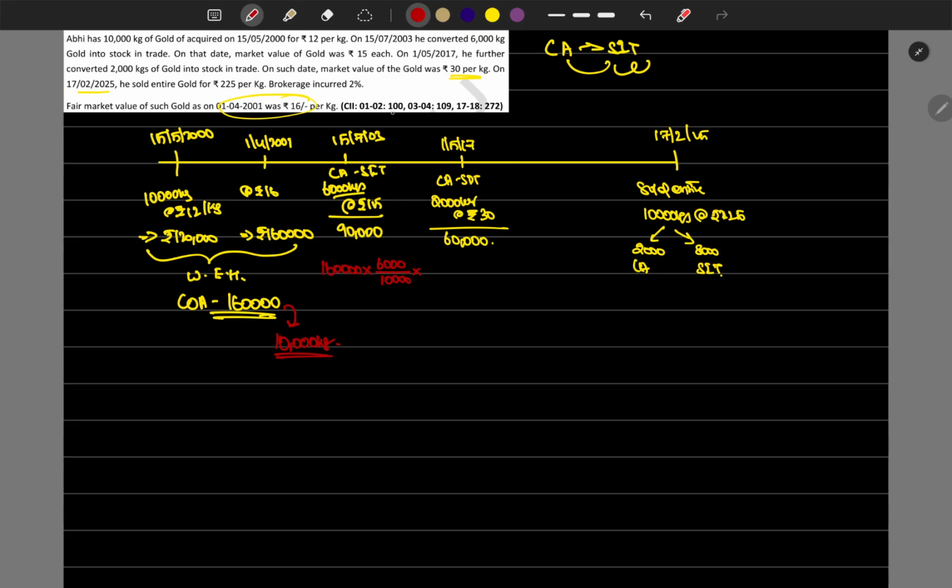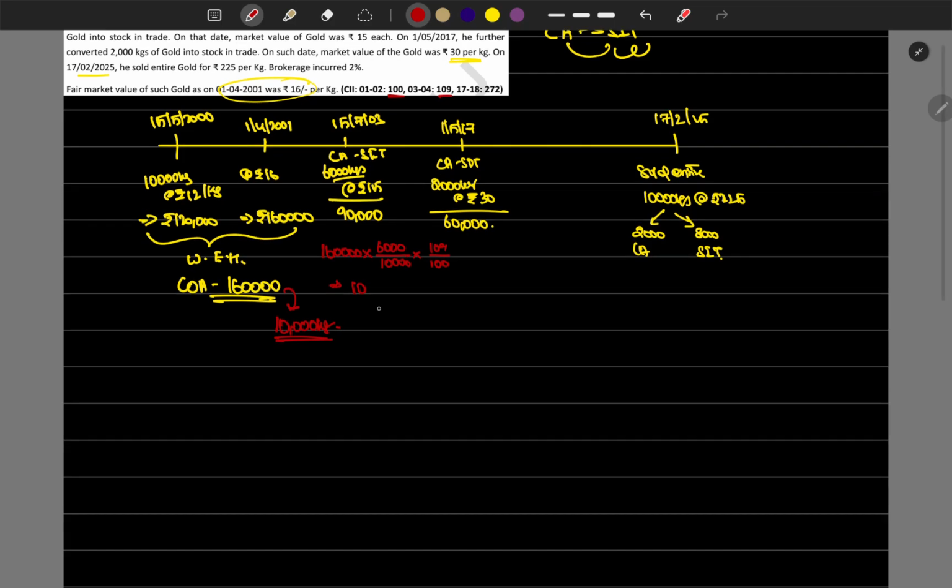What have they given? See, 109 over 100. Okay, we get the value: 1,60,000 into 6,000 divided by 10,000 into 109 divided by 100, which is 1,04,640 is the value. We have to compare both. Once we compare, the amount we get as LTCG is 14,640. That is LTCG1.